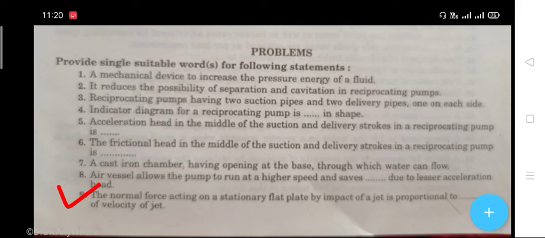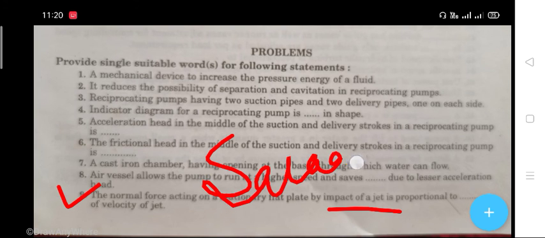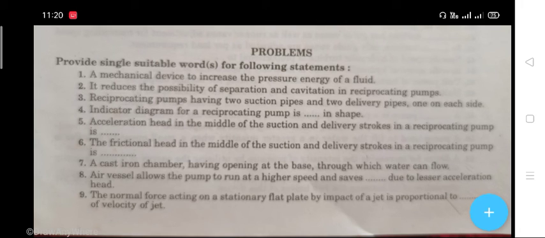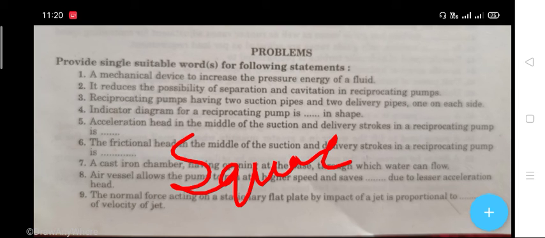Question number 9 says that the normal force acting on a stationary flat plate by impact of a jet is proportional to dash the velocity of the jet. The right answer is square. The normal force acting on a stationary flat plate by impact of a jet is proportional to the square of the velocity of the jet.